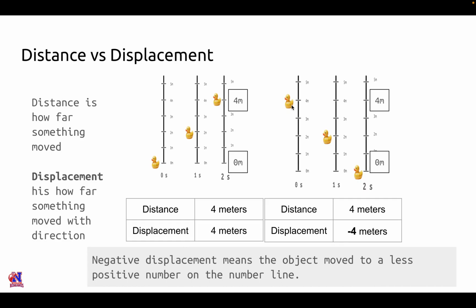And in this case, the duck goes from 4 meters down to 0 meters. The distance is still 4 meters. The duck traveled 4 meters, a speed of 2 meters per second. But the displacement is minus 4 meters because he went to a less positive number. So you'll see in the future, his velocity is minus 2 meters per second. So velocity and displacement can have negative numbers if something moves in a more negative direction.